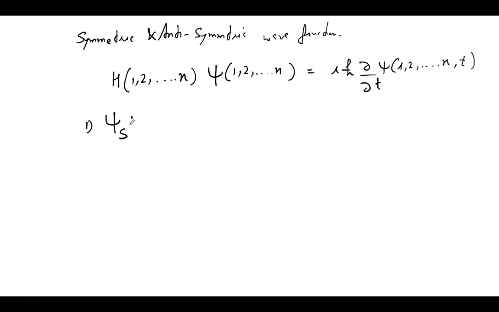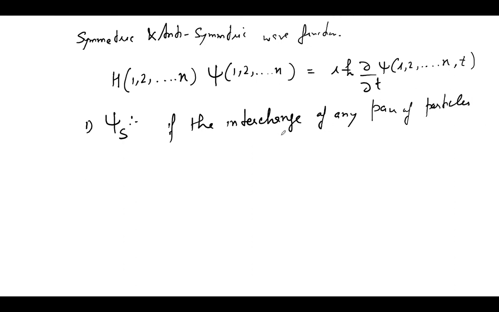A wave function is said to be symmetric if the interchange of any pair of particles among its arguments leaves the wave function unchanged.